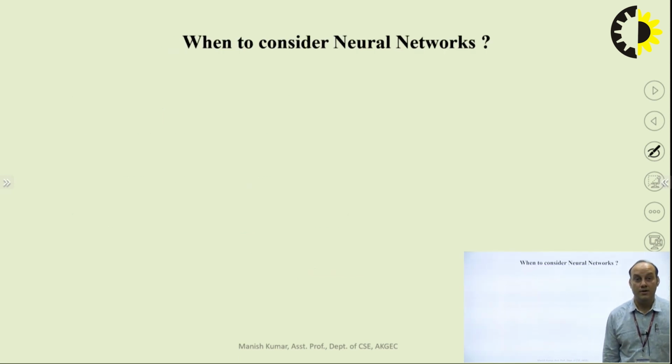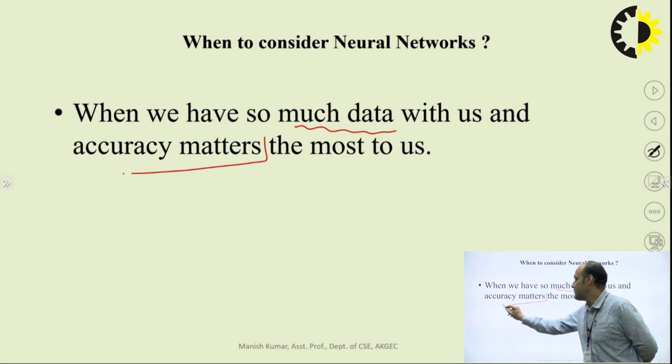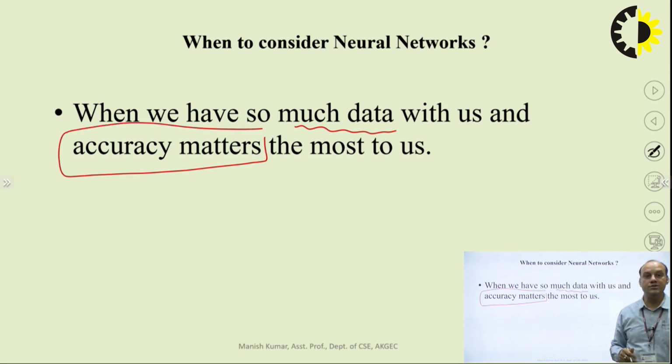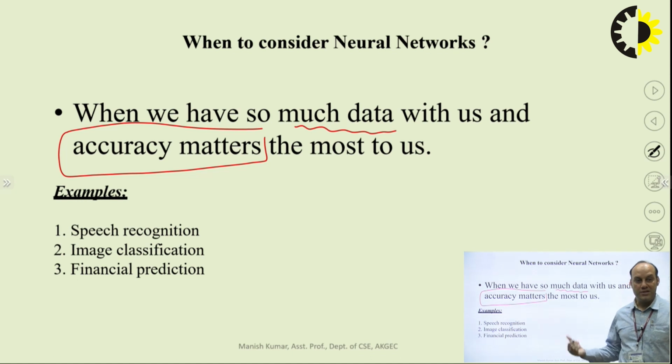Next, we must know when to consider a neural network. We consider a neural network when we have much data, a lot of data, and also when accuracy matters. We want accurate output, so for that most of us will use a neural network. There are several examples: speech recognition, classifying images, and financial prediction in the banking sector. There are a lot of practical implementations where we can use neural networks for training a machine.